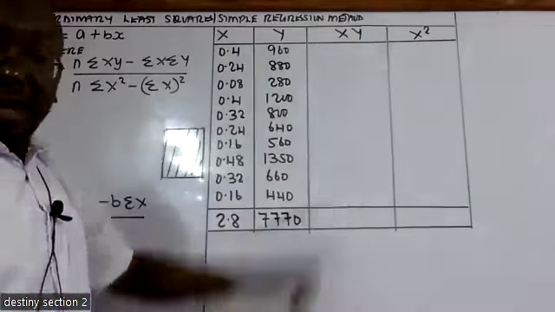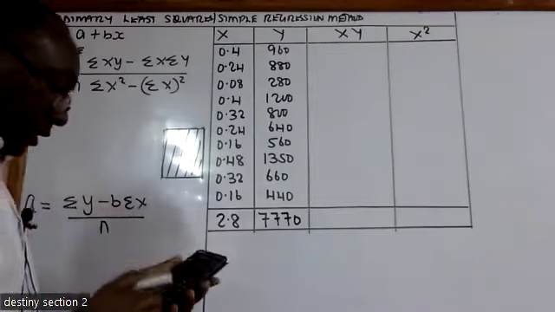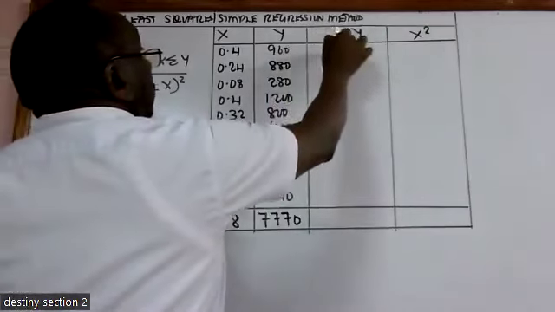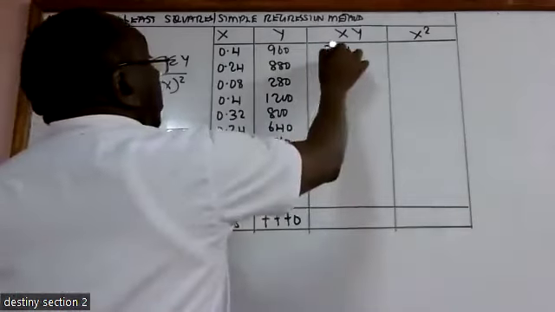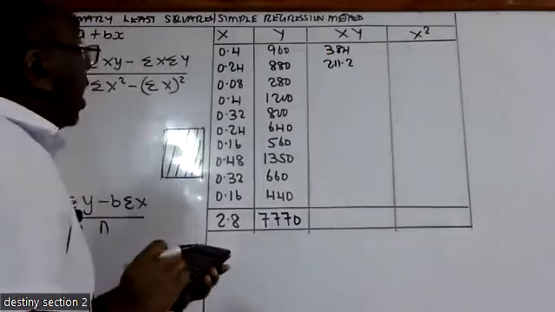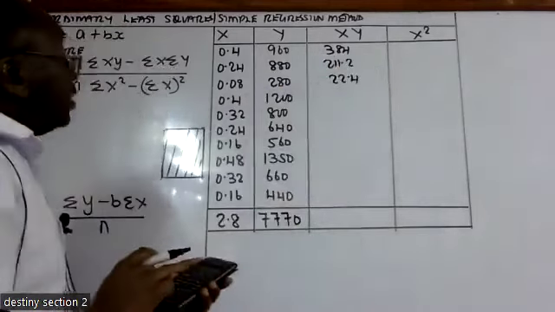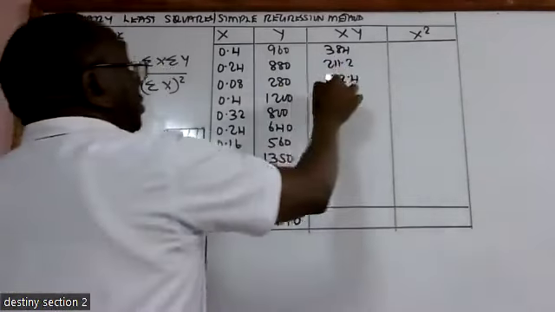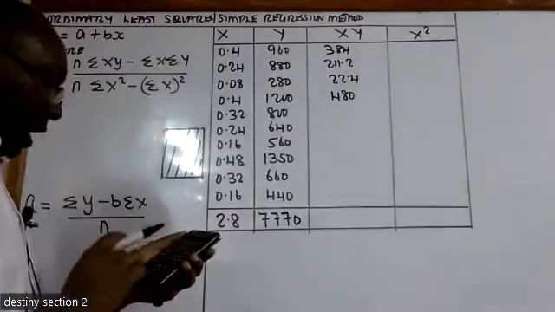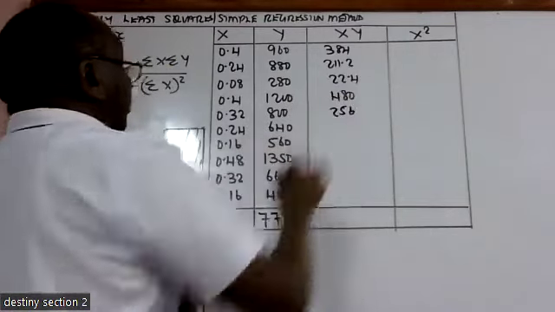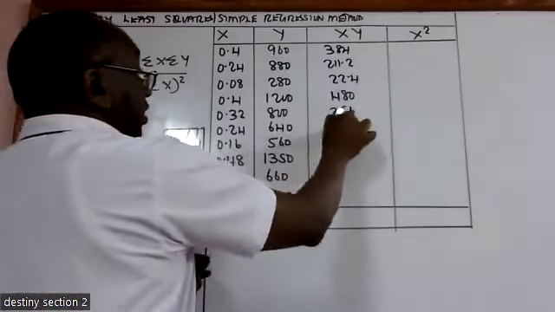Let's go to this xy. Multiply 0.4 times 960 is 384. 0.24 times 880 is 211. 0.08 times 280, 22.4. 0.4 times 1200 is 480. 0.32 times 800, 256. 0.24 times 640, it's 153.6.